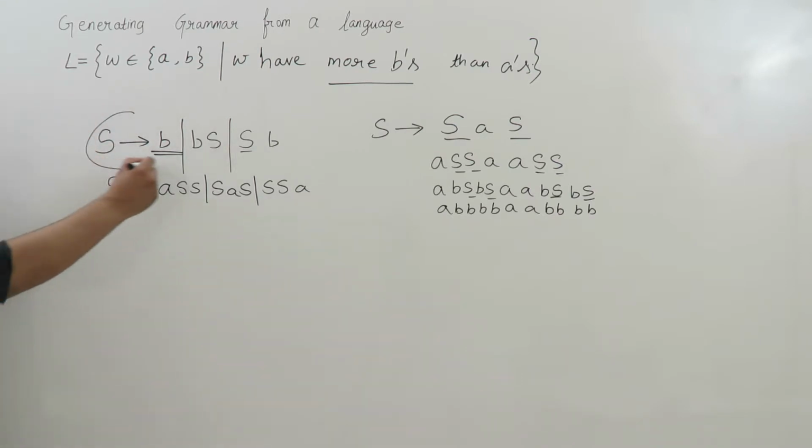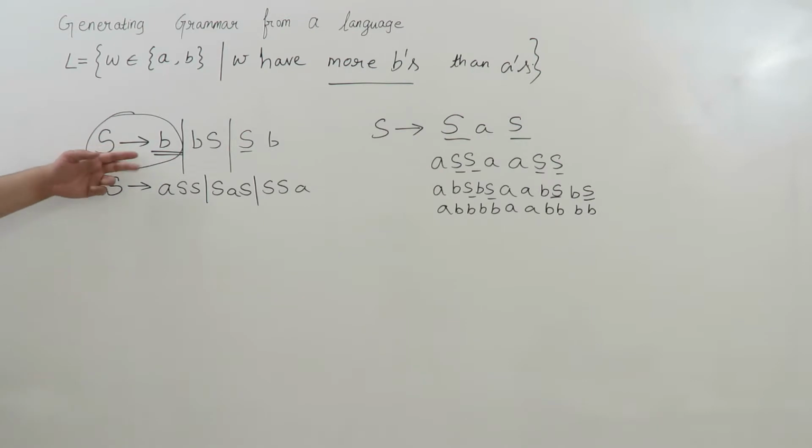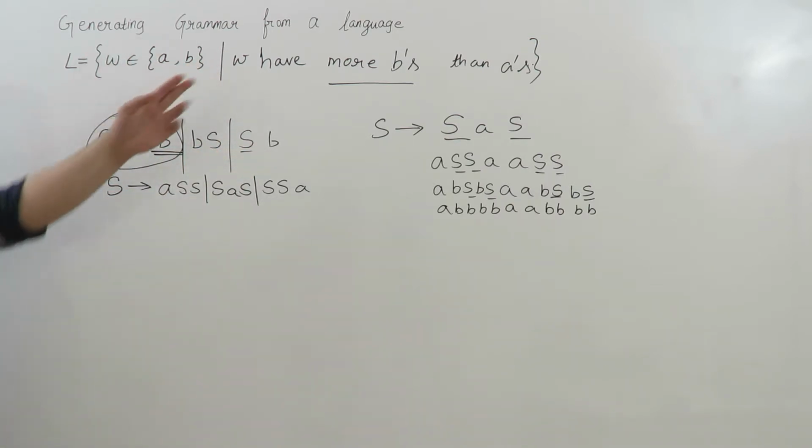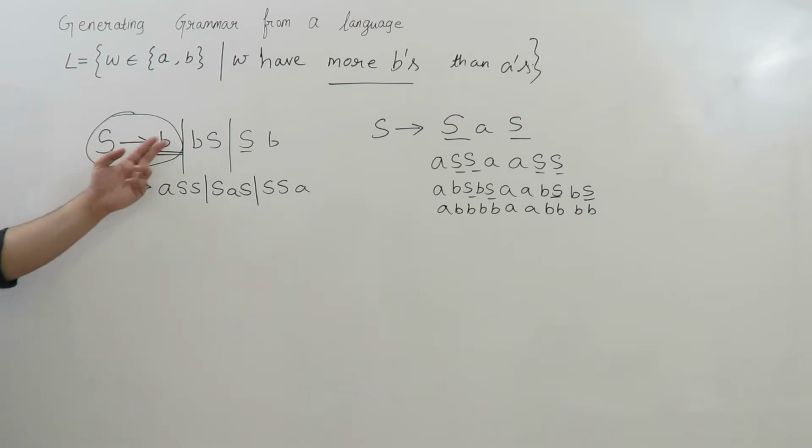This is the important production that will make our string terminate, and the terminal that makes our string terminate will help us gain more of that terminal only. In case we have more A's, we write a production like S derives A, AS, SA. If we have more B's, we write a production like S derives B, BS, and SB. I hope it is clear to you.